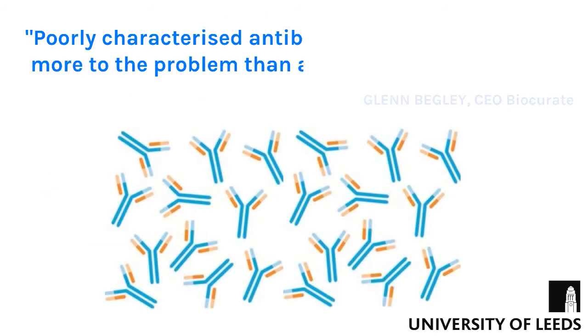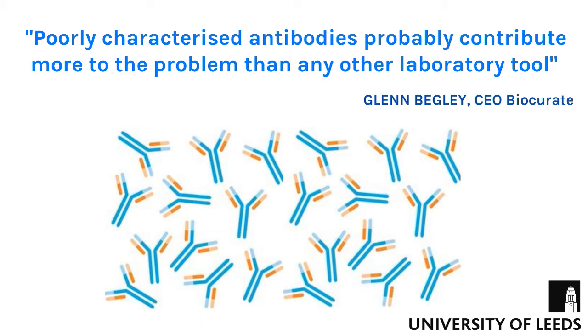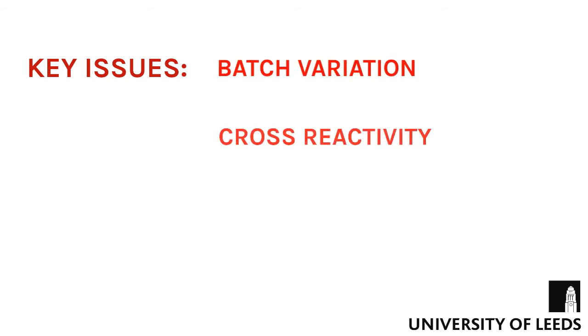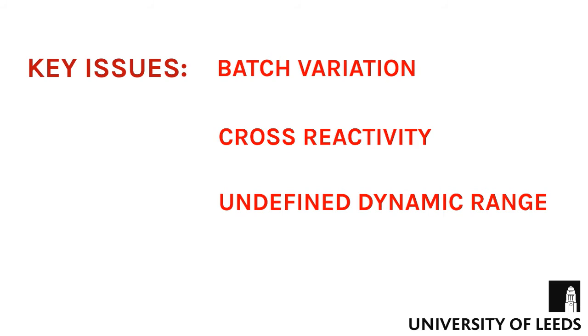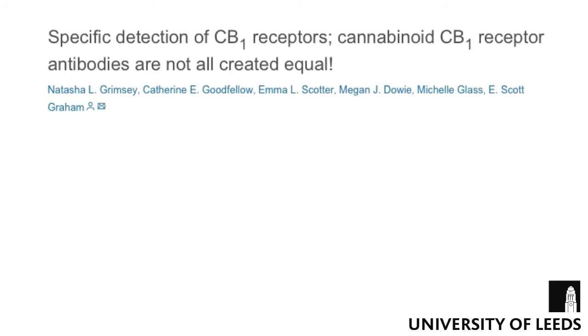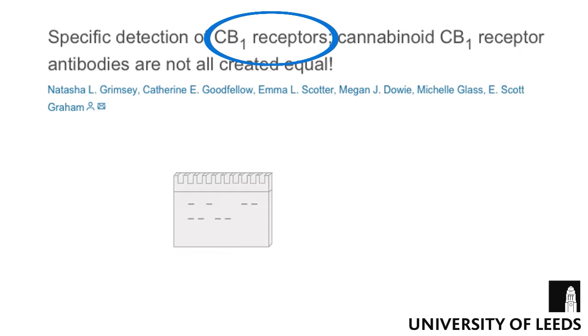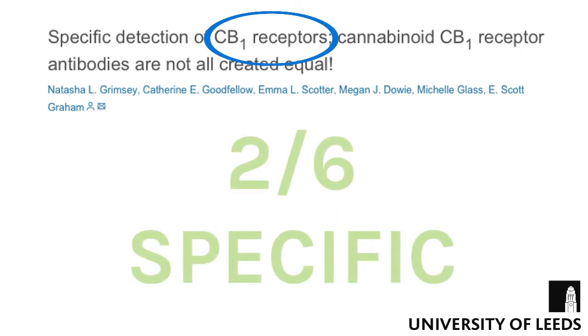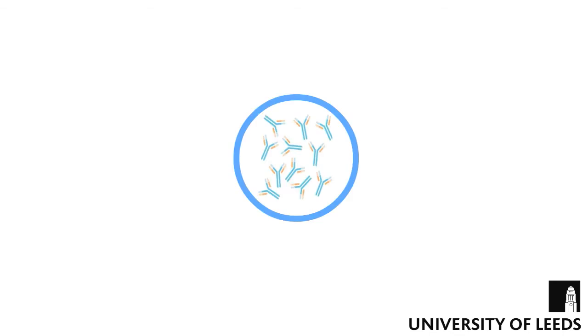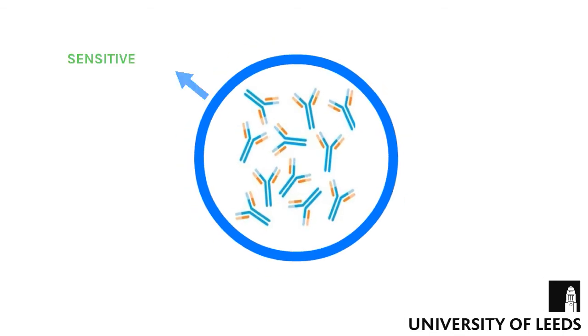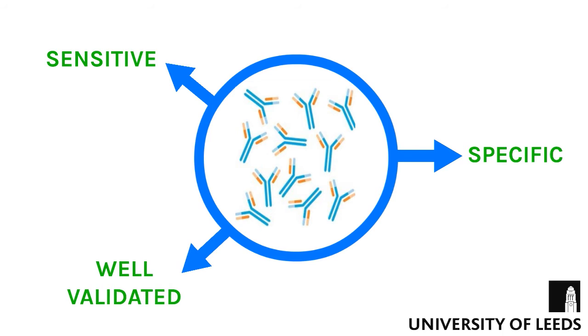Moving on to antibodies. Glenn Begley said, "Poorly characterized antibodies probably contribute more to the problem than any other lab tool. The key issues involving antibodies are batch variation, cross-reactivity, and undefined dynamic range." An example of hindering research is by Grimsey et al., who tested CB1 receptor antibodies from various commercial sources in HEK cells. They used Western blot and immunofluorescence and found that only 2 out of 6 antibodies showed specific staining. Efficient and reliable research requires sensitive, specific, and well-validated antibodies for the protein of interest.